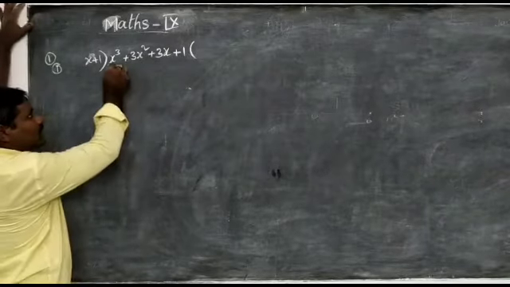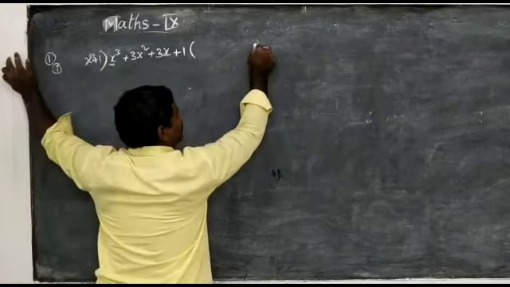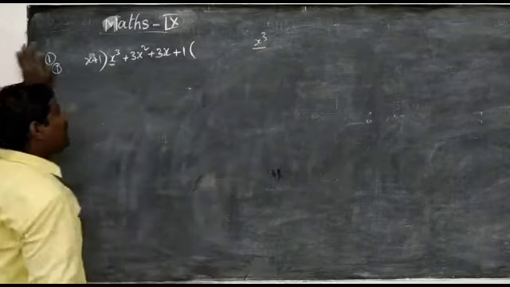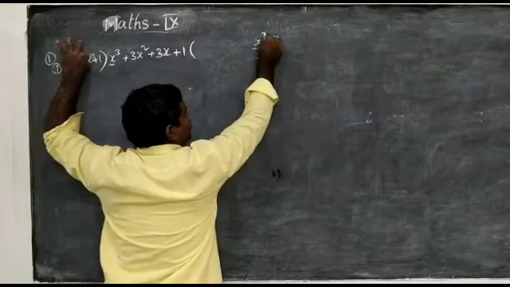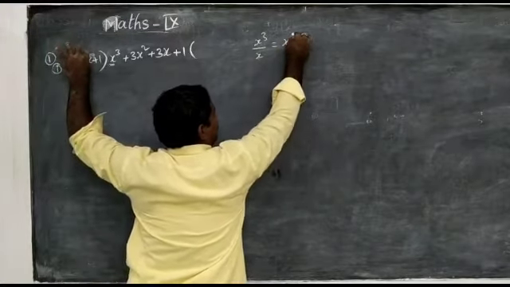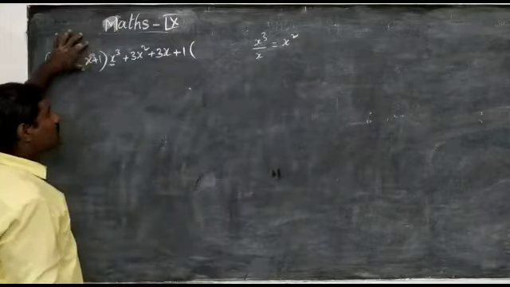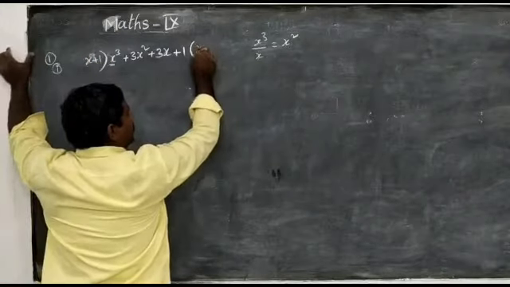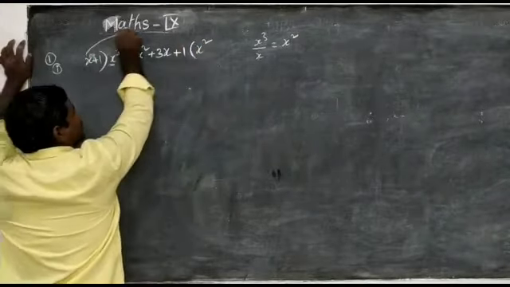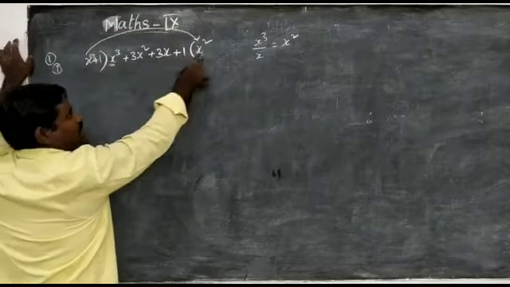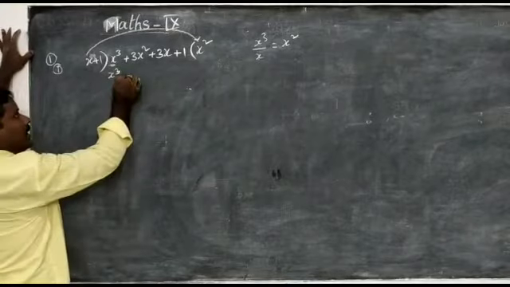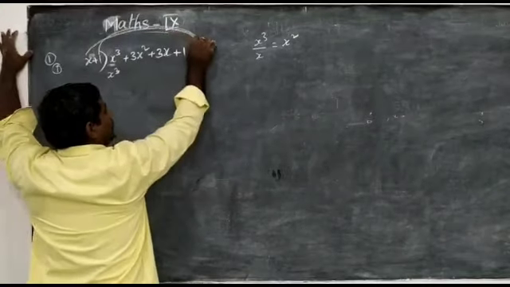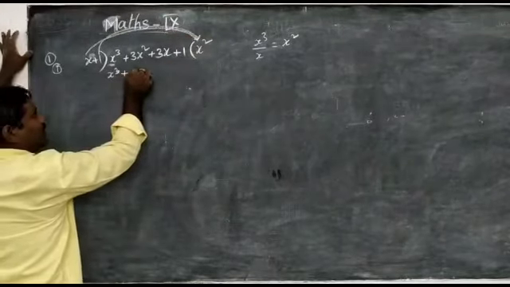Now the first term is x cube. Divide like this. The first term in the divisor is x. x cube by x is nothing but x square. Now write x square here and multiply like this: x into x square, x cube, and plus 1 into x square, 1x square.